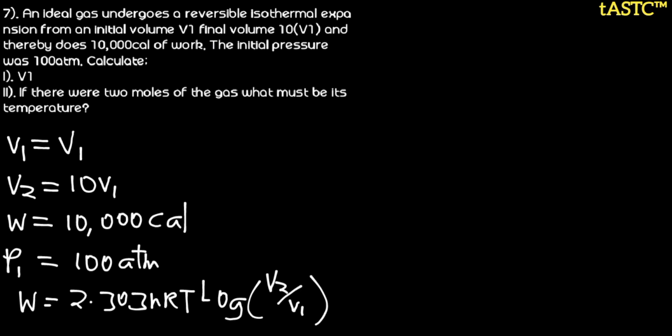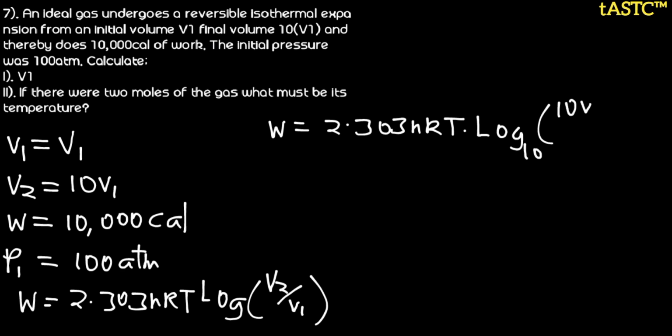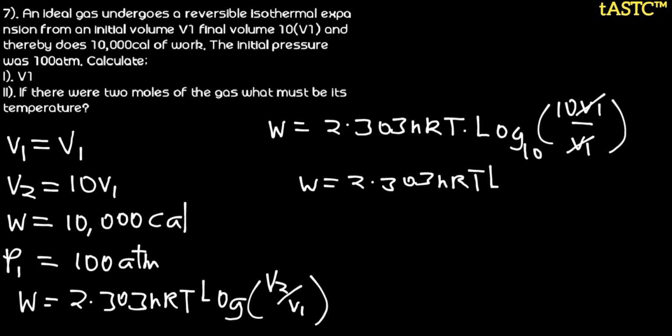First off, we know that the work done is 10,000 calories, so we need to find the temperature from here. Let us try to do that. W is equal to 2.303 nRT multiplied by log to the base 10 of V2, where V2 is 10 V1, divided by V1. So this is going to cancel out, and we're going to have W equal to 2.303 nRT log to the base 10 of 10. This stuff is going to change to a 1.